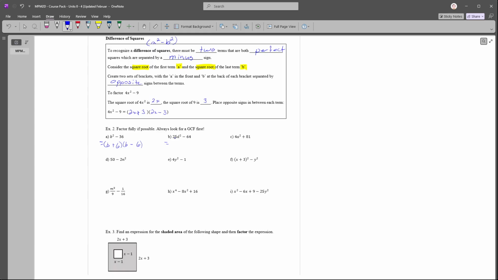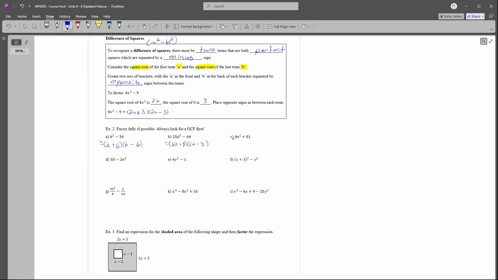Let's look at the next one. No greatest common factor again. So is each term a perfect square? 5d and 8. Yep, works out perfectly. So we're going to have 5d in the first term plus 8, and then 5d in the second term minus 8. Okay, let's go to the next one.